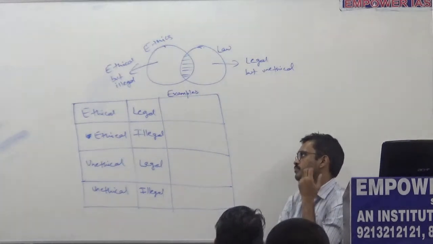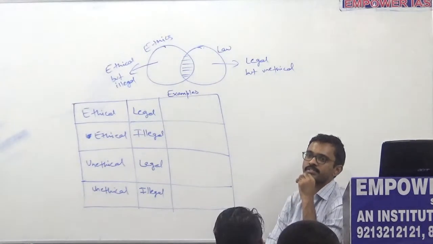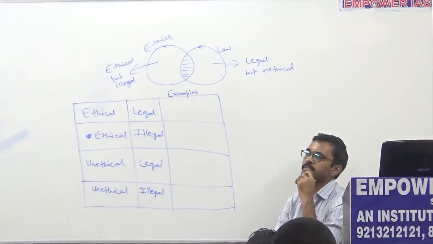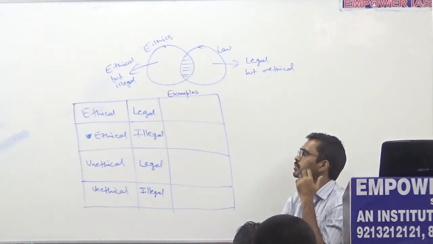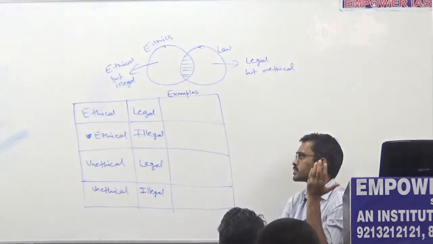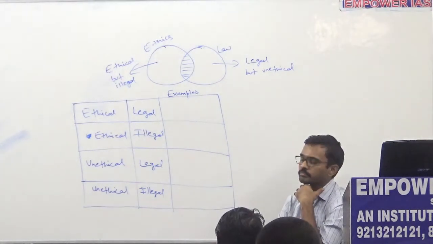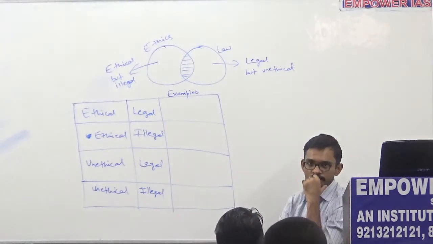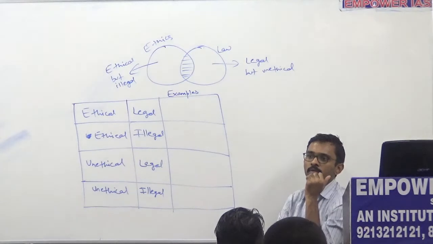Even there was a law a few years back, Section 66A of the IT Act. That law has been struck down recently by the Supreme Court. So it was also an example of something which was legal but unethical, because it was being misused to harass people. What was Section 66A of the Information Technology Act?